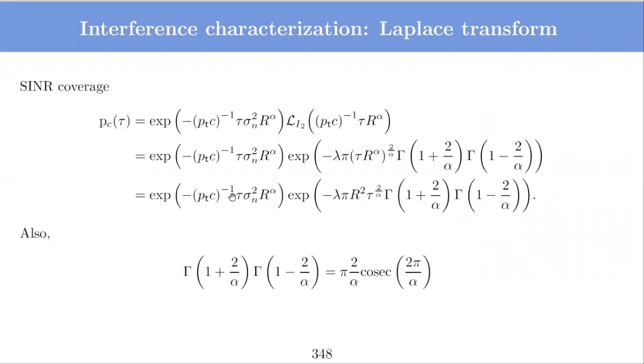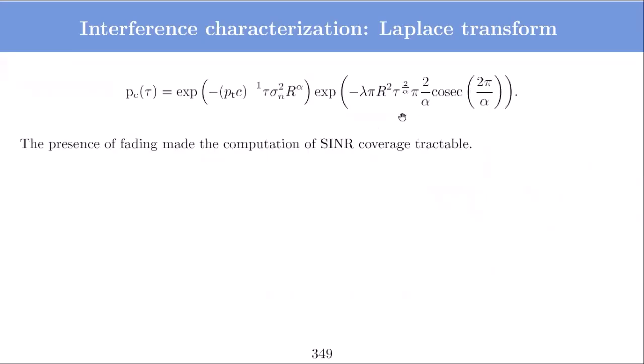When I put it back into the probability of coverage expression, I have to compute the Laplace transform at this value. So instead of s, I have to put this expression, and you will see the transmit power actually cancels here, and I only get lambda pi r squared tau to the power 2 by alpha gamma 1 plus 2 by alpha and gamma 1 minus 2 by alpha. Then you can use this result that gamma 1 plus 2 by alpha into gamma 1 minus 2 by alpha is equal to 2 pi by alpha cosec 2 pi by alpha. Once you put that, the expression you get is exponential minus lambda pi r squared tau to the power 2 by alpha pi 2 by alpha cosec 2 pi by alpha.